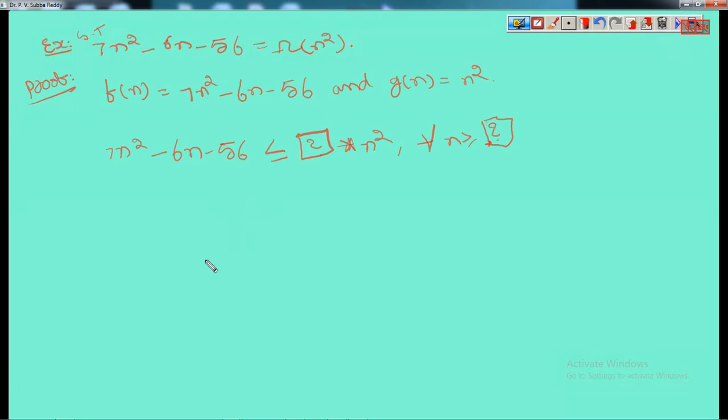Then how to find this? If I substitute 1, is it correct? This is not less than or equal to; this definition is greater than or equal to. Then how to find the constant? If I substitute 1 here, is it correct? No. Why? Because 7n² is more than n². It is not correct.